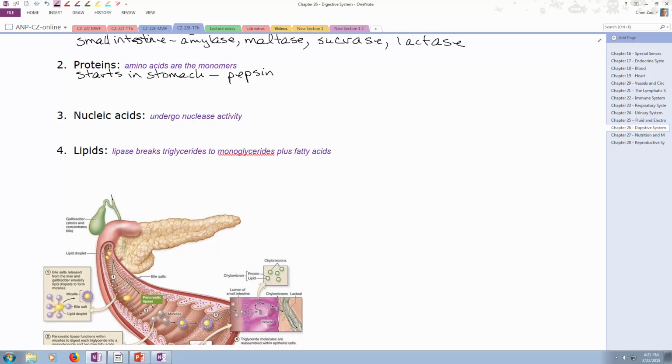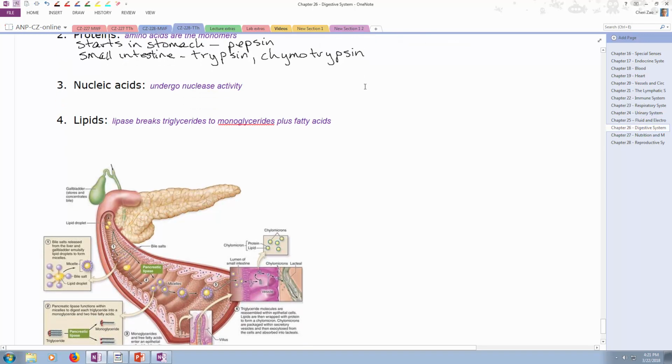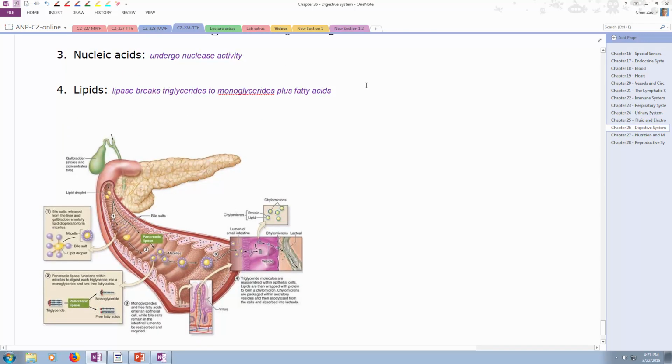But then in the small intestine, we will encounter trypsin and chymotrypsin. And so those are also examples of protein digesting enzymes, and they are in the small intestine. Breaking our proteins down into the amino acids, which we can then bring into our cells with all that extra microvilli helping us with that.